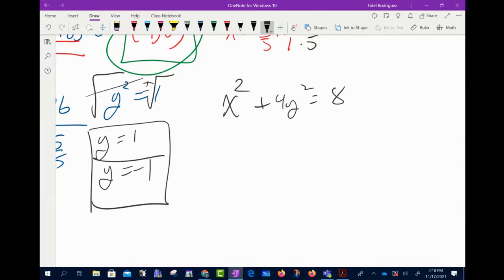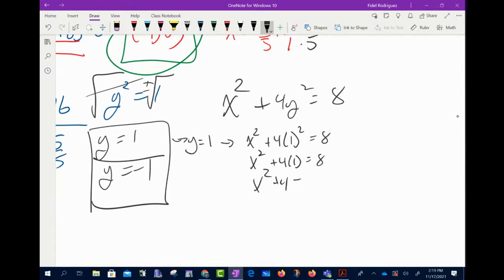Okay. So now we're going to plug in y equals 1, and we're going to plug in y equals negative 1. So let's plug in y equals 1. That means we're going to have x squared plus 4 times 1 squared equals 8. x squared plus 4 times 1 equals 8. x squared plus 4 equals 8. So x squared equals 4.